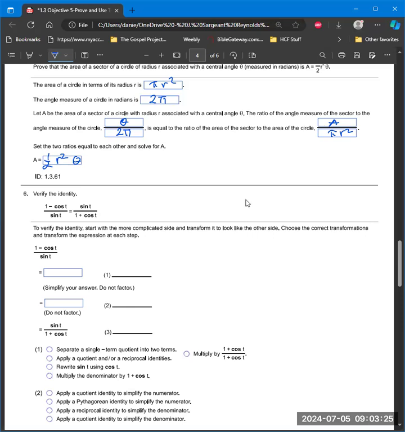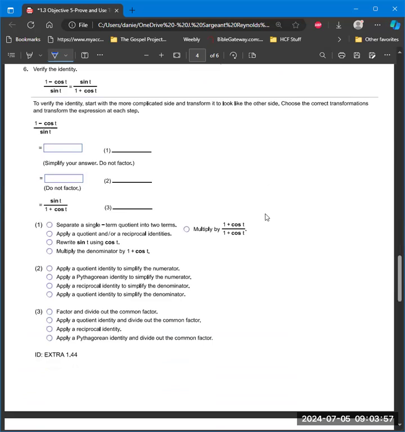When we set the two ratios here equal, and multiply by pi r squared, so you can see the step, A equals 1/2 r squared theta. That's where the formula is coming from.